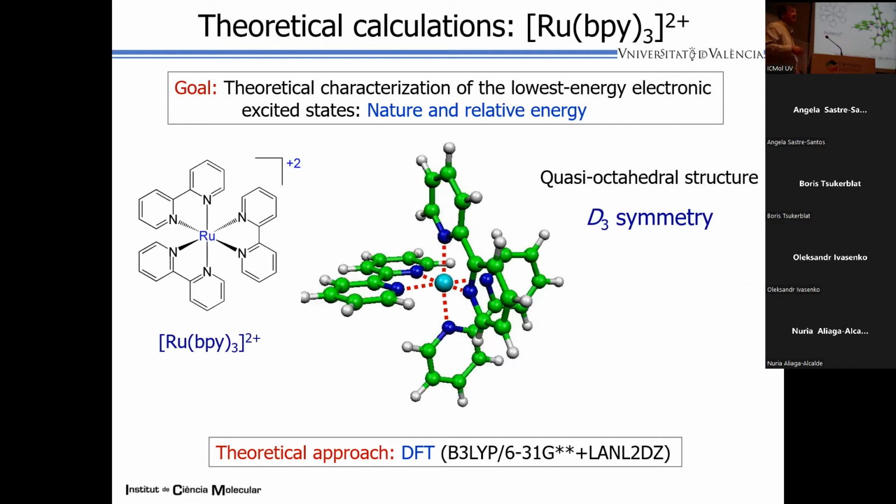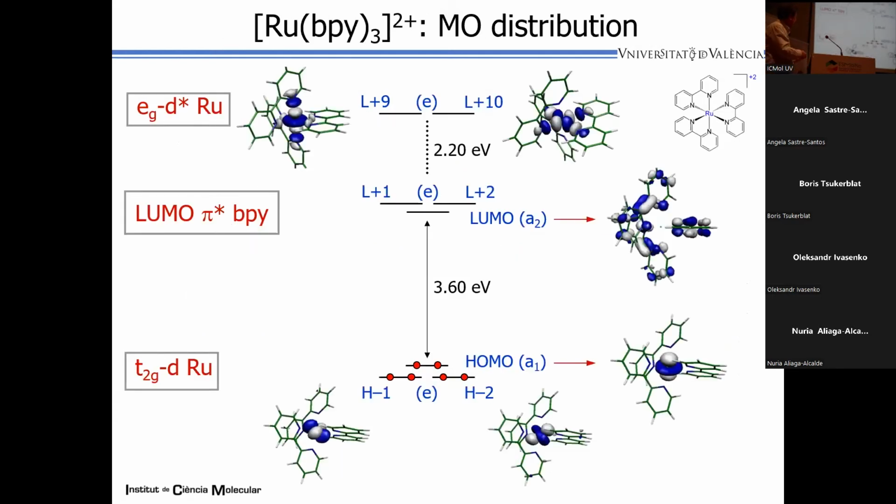It has an octahedral geometry. And the first thing we do is to look at the molecular orbitals. Here it is very simple. The HOMO-1 and HOMO-2 correspond to the t2g d orbitals of ruthenium. And the LUMO corresponds to the pi orbitals of the bipyridine ligands. And over these orbitals, you have the antibonding eg orbitals of ruthenium, 2.2 electron volts above. Now, those are molecular orbitals, but we are interested in electronic states.